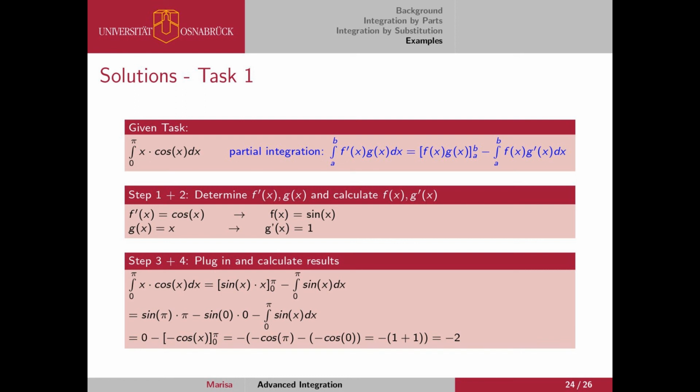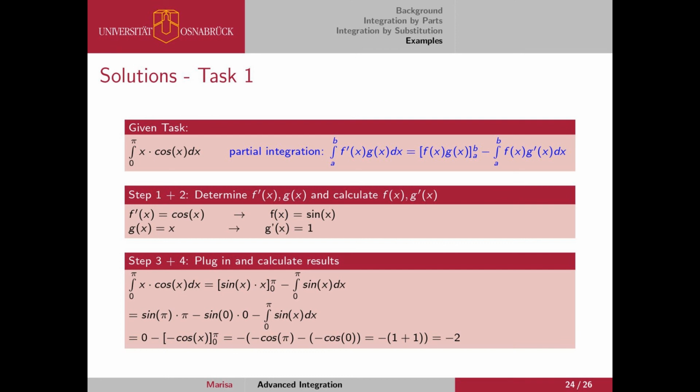In the first step, we assign f prime of x and g of x. We will have the options x and cosine of x. As x has the easier derivative, we will choose it as g of x and therefore choose cosine of x as f prime of x. The antiderivative of cosine of x is sine of x, and this is our f of x then. The derivative of x is 1, so this is our g prime of x.